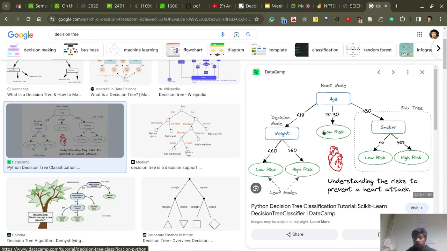So in all the cases, we are considering that this is the level: low risk, high risk, low risk, this kind of thing. But if we don't have these levels, how will we split this? We cannot really split this, right? So basically we are splitting based on this, right?